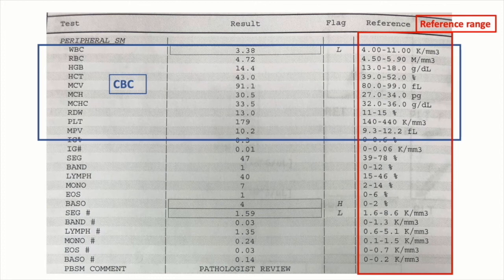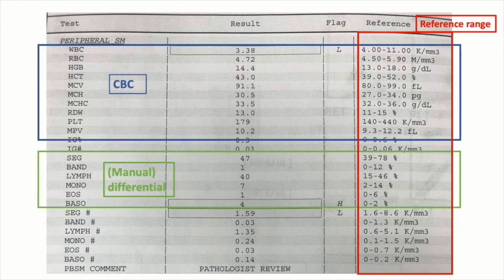Now, because this clinician ordered a CBC with differential, we have the differential count reported below the CBC. Now, I can tell that this is a manual differential count for a few reasons. First of all, we have bands counted in the differential. The hematology analyzer is not capable of differentiating segmented neutrophils from band neutrophils, so this differential had to have been performed by a laboratory technologist.